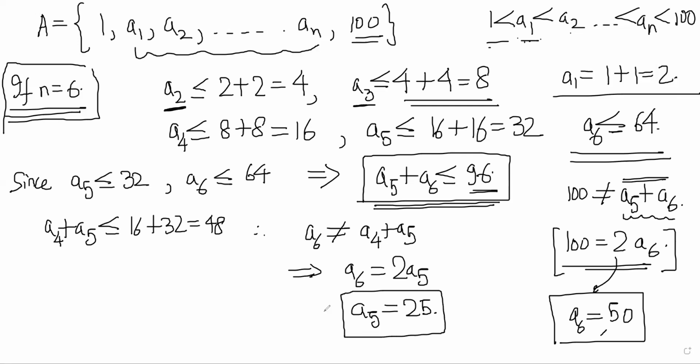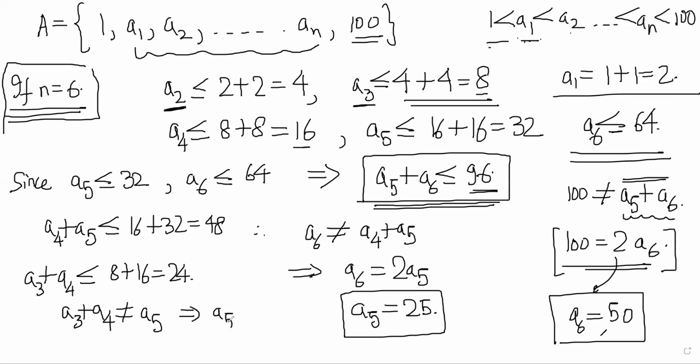Now, if you do this argument one more time, you see A3 is less than equal to 8 and A4 is less than equal to 16. So 8 plus 16, 24. So that means A3 plus A4 cannot be equal to A5. And that means A5 should be equal to twice of A4. But we have already gotten A5 as 25, which is an odd number. So 25 is equal to twice of A4 we are getting, which is a contradiction. Odd cannot be equal to even, right?